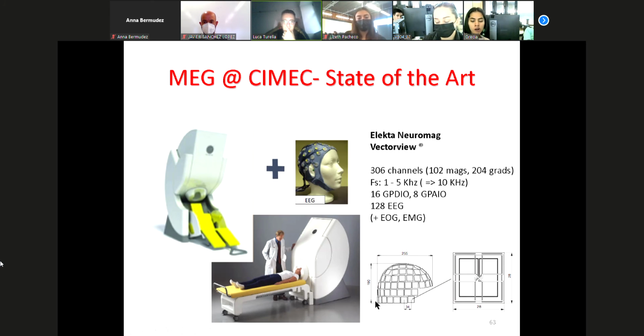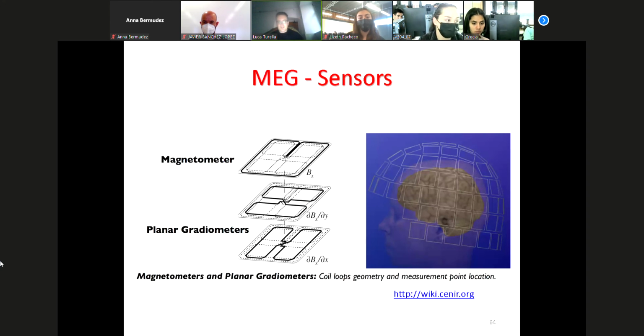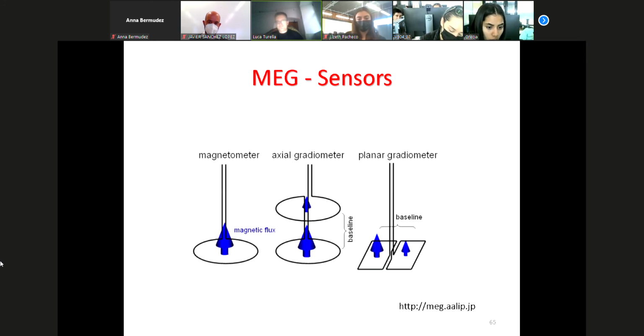As I said before, this is the type of sensor that there is in our machine. Actually, each of these squares here comprises 3 different sensors. And as I anticipated before, there are different types of sensor in different types of MEG. In our MEG, we have magnetometers and gradiometers. We have 200 gradiometers, 100 magnetometers, more or less, so 300 sensors in total. In our machine, there are other types of sensor, which are called axial gradiometers.